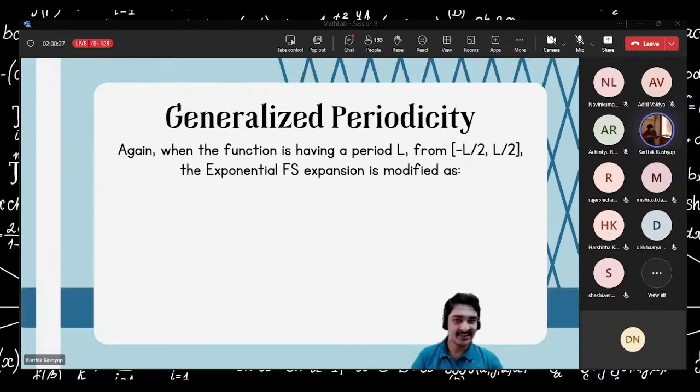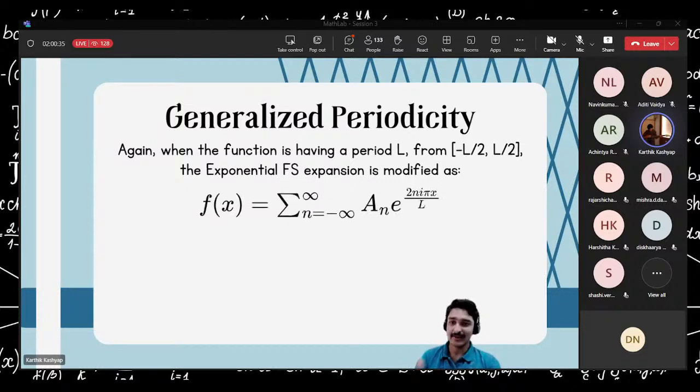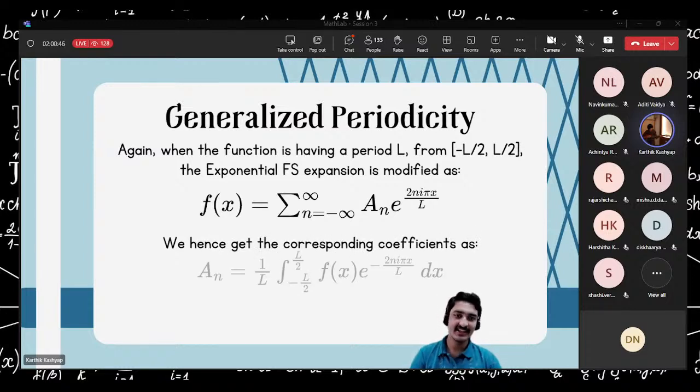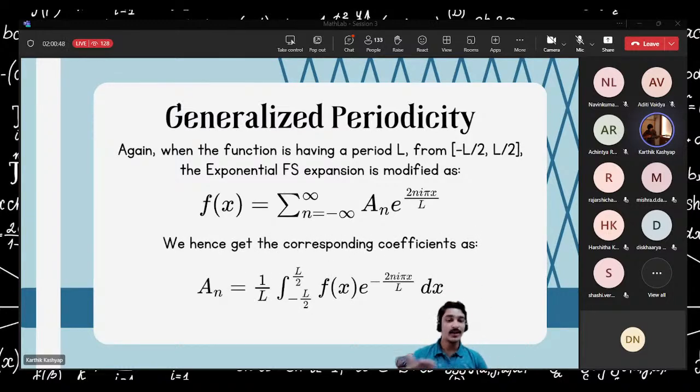And then again, generalized periodicity. Again, even this I am not going to prove. It's the same proof as the trigonometric series. We get f of x as a sum of cn e power 2 n pi i x by L instead of just e power i n x. And then the coefficients again have minus 2 n pi i x by L instead of just minus i n x. And then limits from minus L by 2 to L by 2.